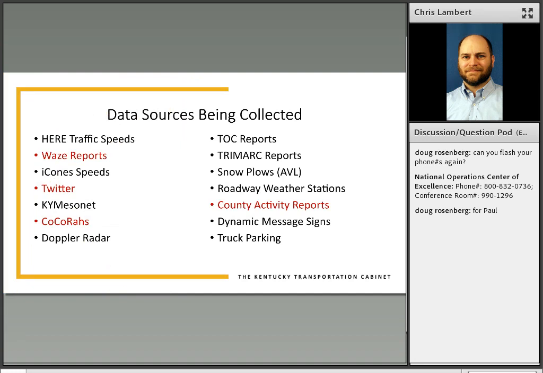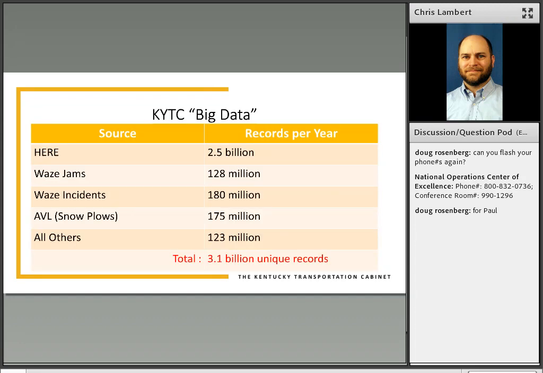Here are some of the data sources that we collect on a regular basis. You'll notice I've got the crowdsourcing ones in red. We also bring in social media reports from Twitter. We use Cocoros, etc., and I'll get into some of those. But in all, we process about 3.1 billion records per year of real-time data, and we match all of those to our linear referencing system, so we have a district, county, route, and mile point for all of those records that we receive from any of those different data sources.